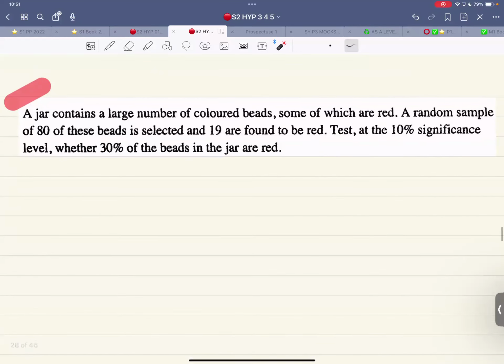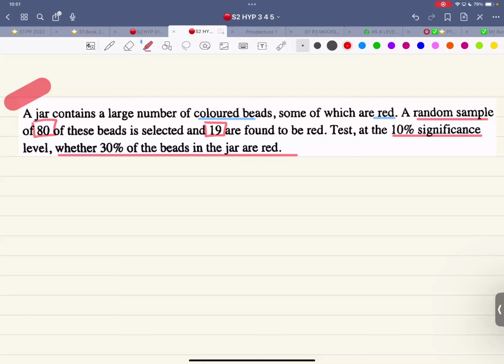Okay, another question, binomial question, but this time it's a two-tailed test. Let me underline it again. It says a jar contains a large number of colored beads, some of which are red. And then it says a random sample of 80 of these beads is selected and 19 are found to be red. Test at the 10% significance level whether 10% of the beads in the jar are red. So now this is a two-tailed test because we are not talking about increase, we are not talking about decrease. Therefore, it's a two-tailed test.